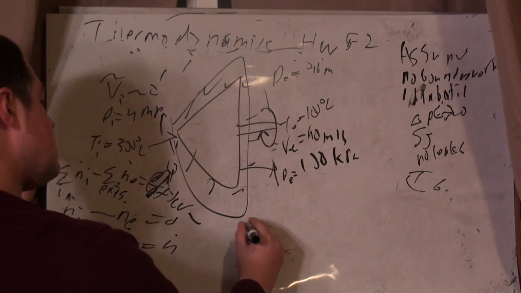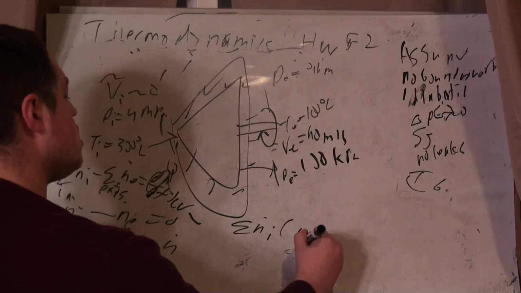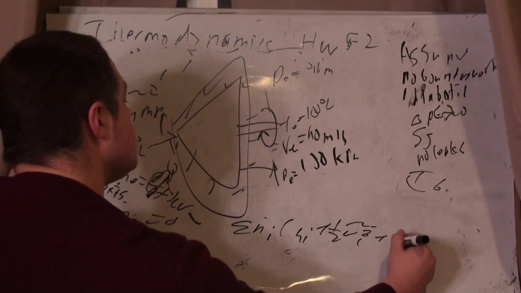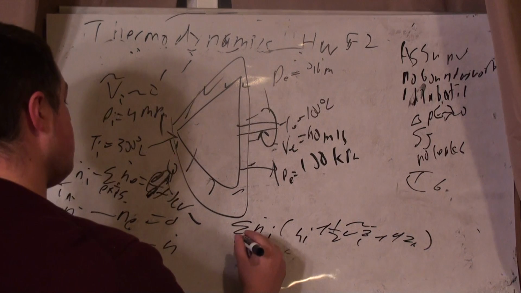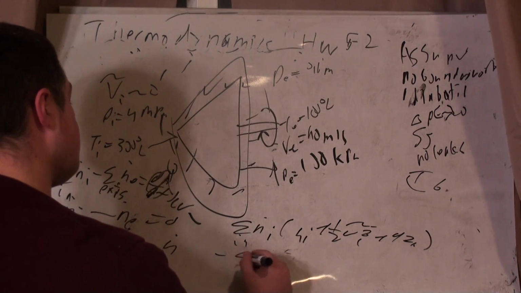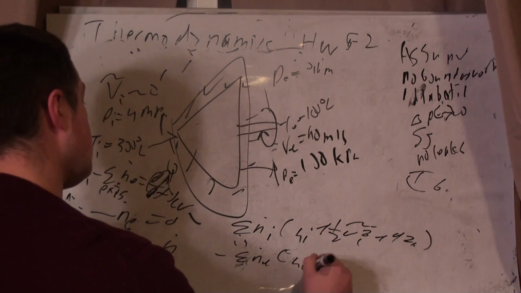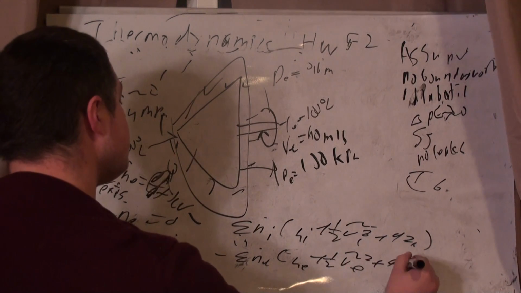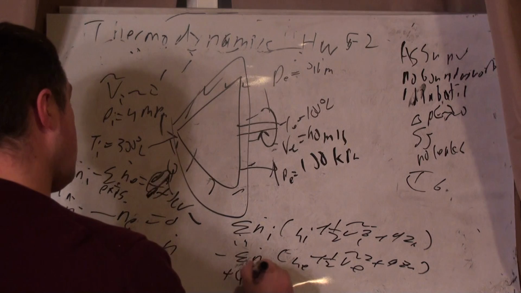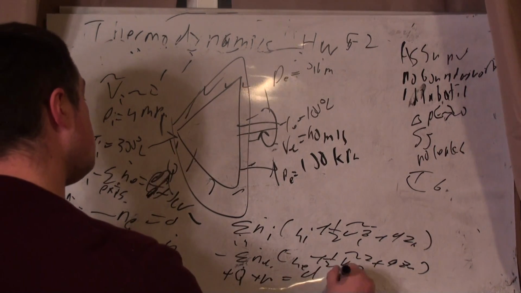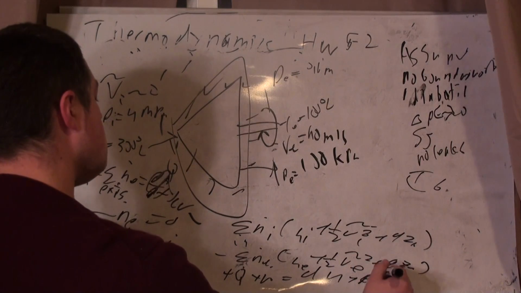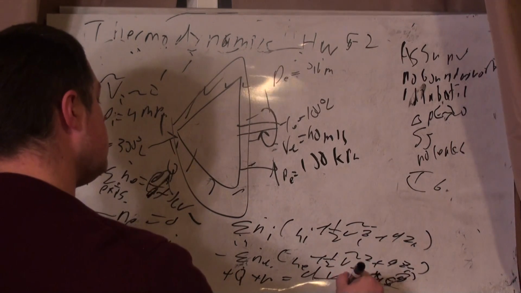All right, so the summation of N dot in times h in plus 1/2 V squiggly squared in plus g z in, minus the summation of N dot exit times h exit plus 1/2 V squiggly squared exit plus g z exit, plus Q dot plus W dot equals dU plus EK plus EP, those go to 0, over dt.